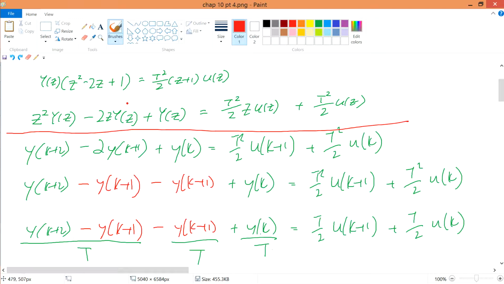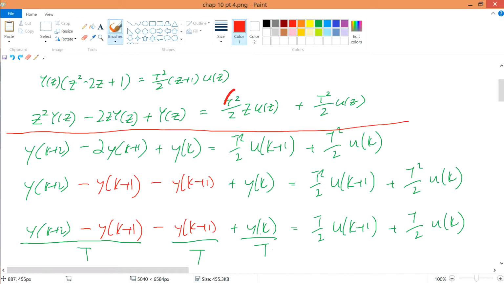So if I have z Y(z), then I have y(k plus 1) because it's z to the power of 1, correct? So the constant minus 2, I'll just bring it down over here. So z Y(z) I change to y(k plus 1). Then Y(z) I change to y(k), because there is no z. So if it's Y(z), simply change to y(k), that's all.